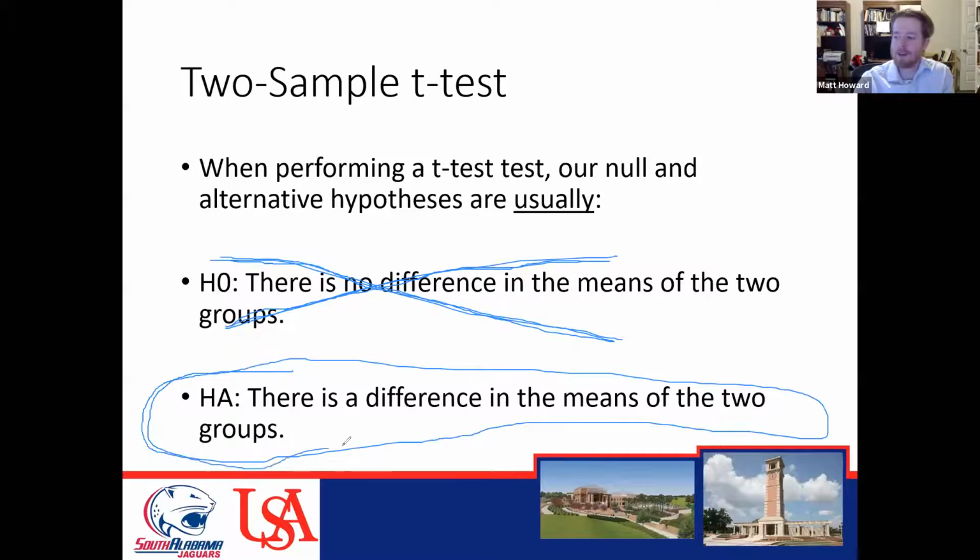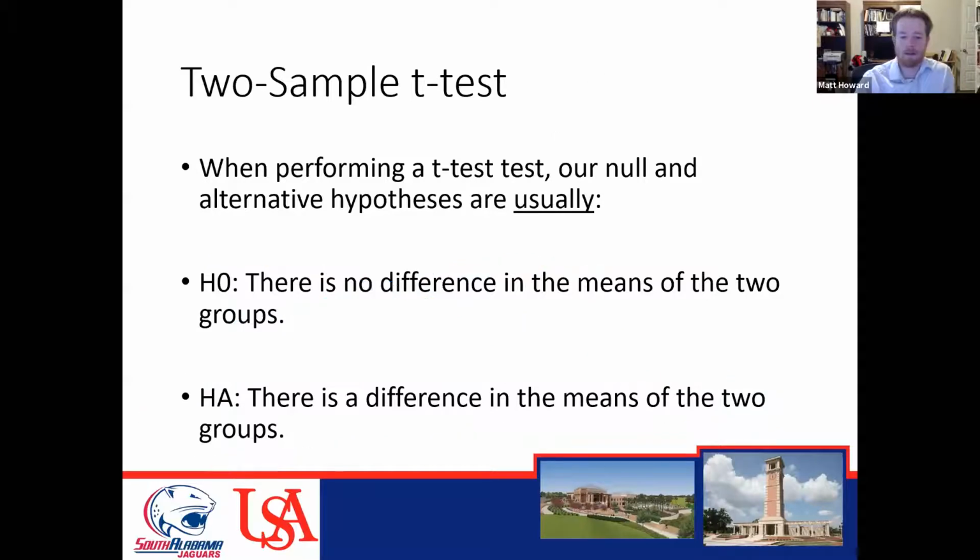So once again, if we get a p of less than 0.05, we can reject that there's no difference, and that gives support for our hypothesis that there is a difference in the mean of the two groups. Okay.